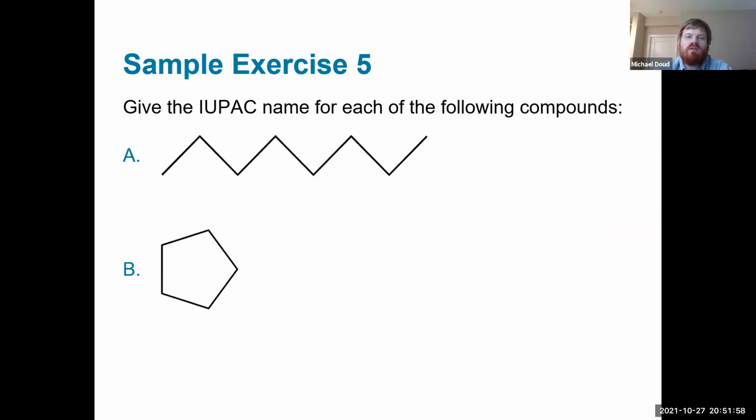So these are our most common cycloalkanes. Okay, so let's go ahead and try to name these, given the IUPAC names for each of the following, A and B. Pause the video here, try to think it through, and when you come up with your answers, let's go through it together. So pause.